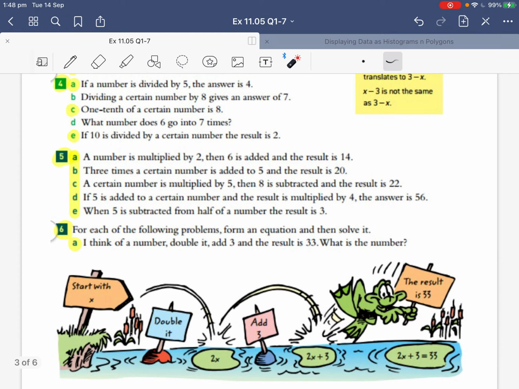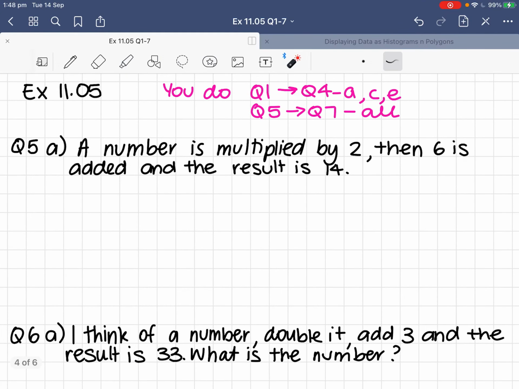We're going to have a look at questions 5 and 6 now. So for question 5, I'm going to do part A, and for question 6, I'll also talk you through how to do part A. So question 5A, we have a number is multiplied by 2, then 6 is added, and the result is 14.